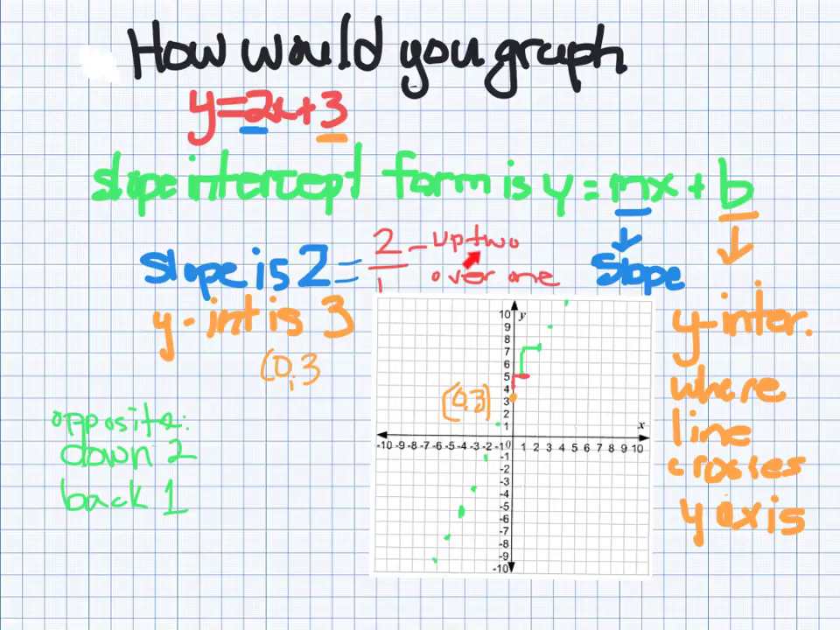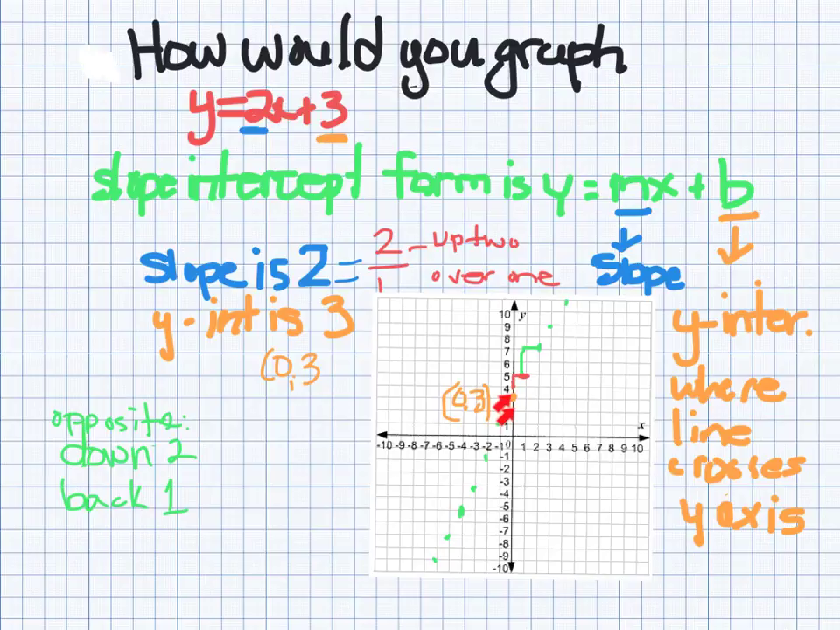So 2 means you go up 2. If it was a negative 2, it would mean you would go down 2. And a 1, you're going to go 1 over 1. And then the y-intercept is 3. So we see right here this orange dot indicates the point 0, 3.